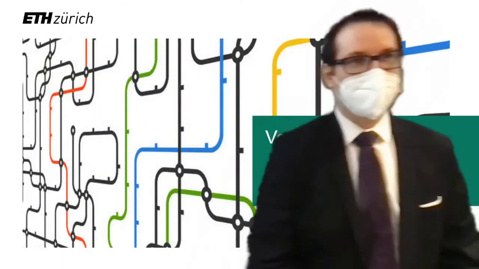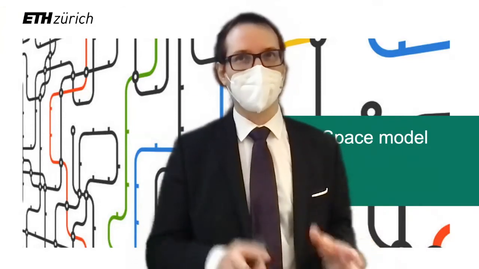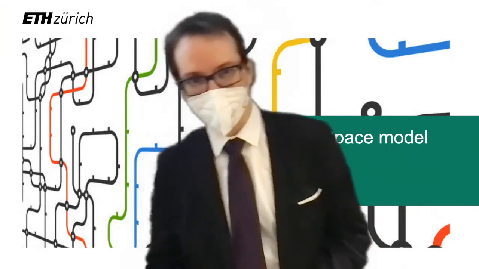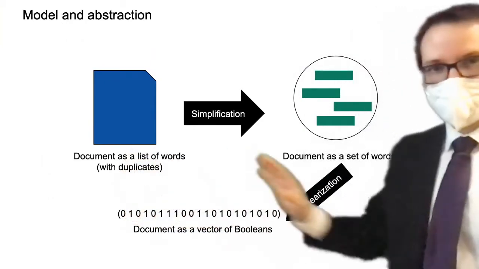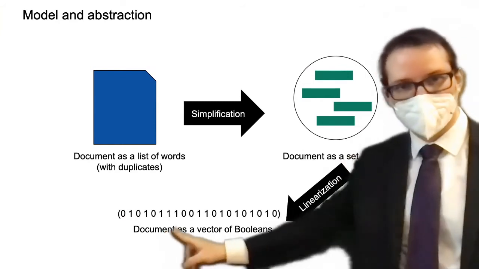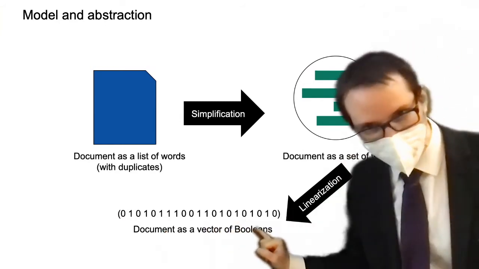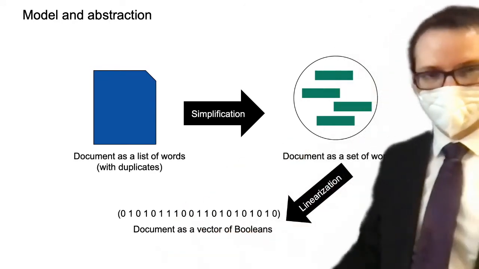All right, now let's get to the cool part of the lecture. The vector space model. This is where the linear algebra actually kicks in. All right, so remember this abstraction. If you look at a document as a set of words, then you can represent it as a vector of Booleans because the document contains or does not contain a term. So this is why it's a vector of Booleans.